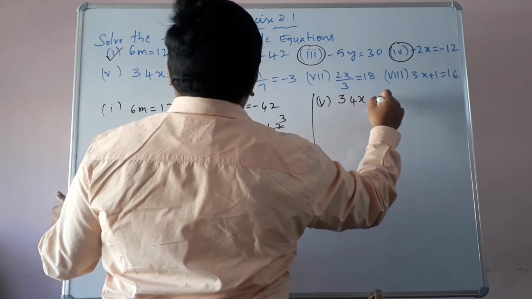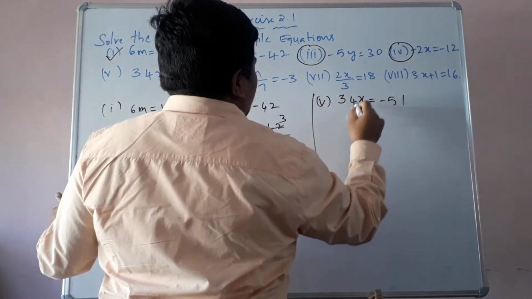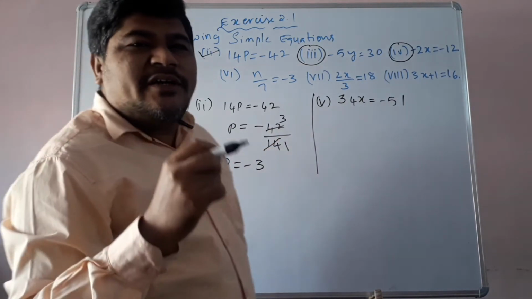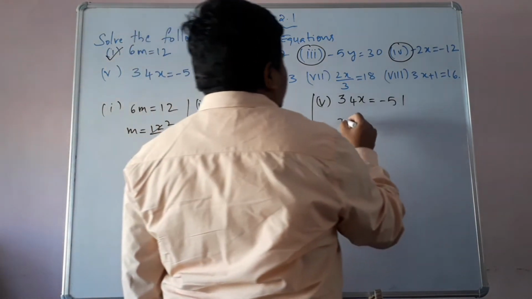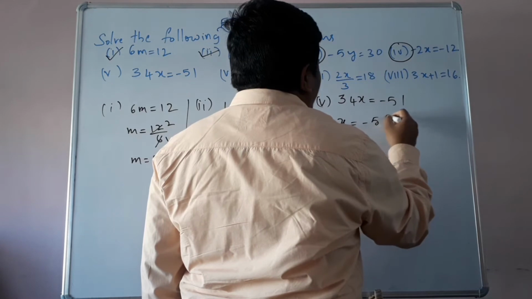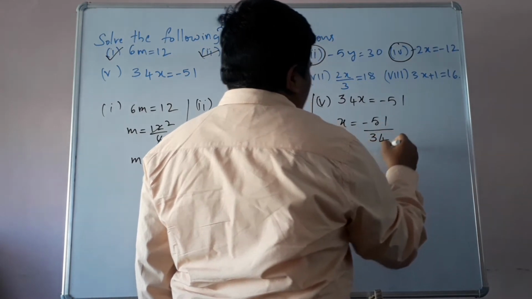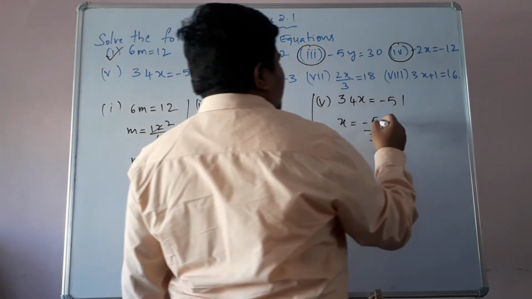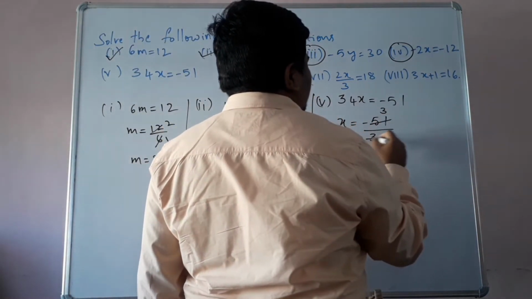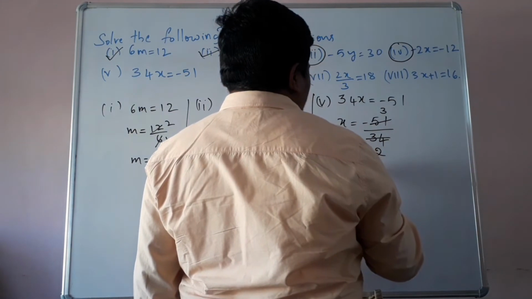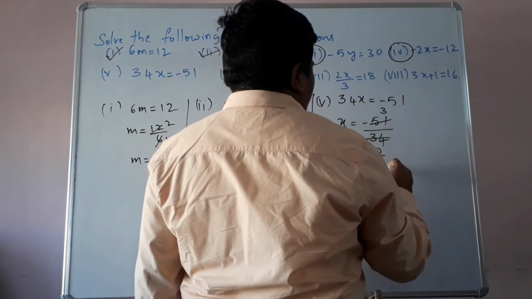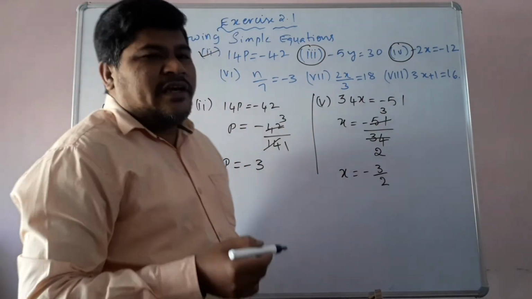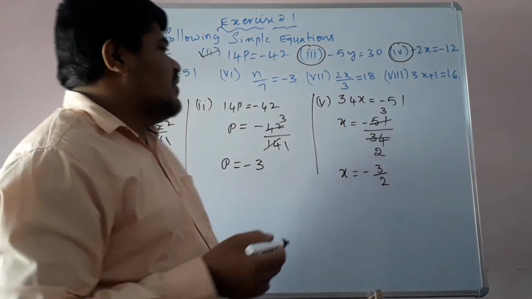34x is equal to minus 51. So children, 34x means 34 into x. After transposing, multiplication becomes division. So x is equal to what? Minus 51 by 34. Okay, minus 51 by 34. So children, 17 is a common factor. 17 threes are 51. 17 twos are 34. Therefore children, x is equal to minus 3 by 2 is the solution.